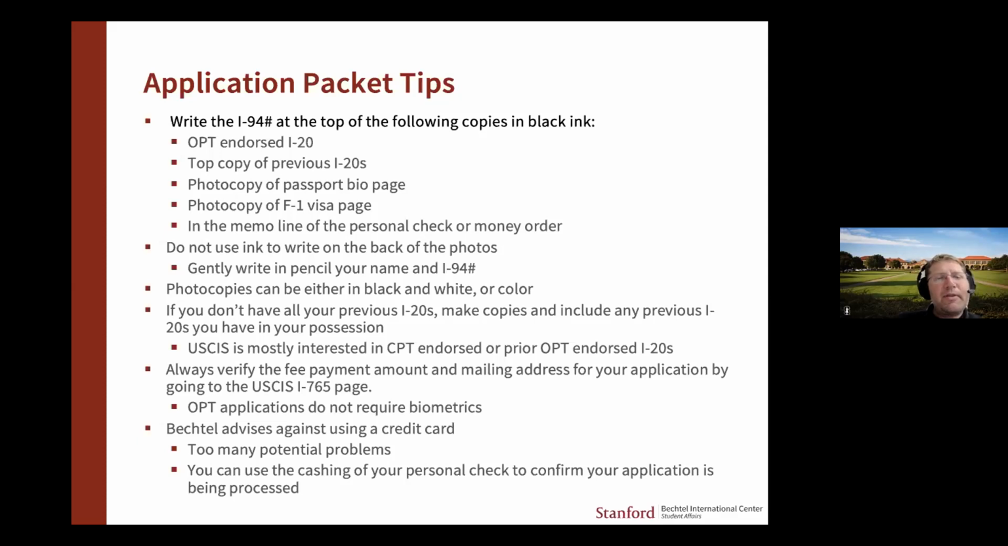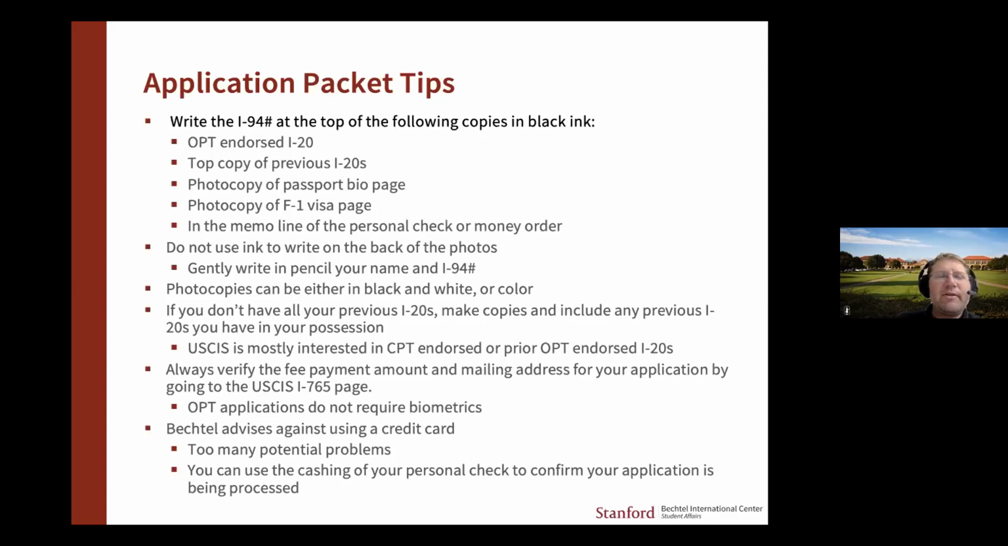You will also write the I-94 number on the back of your 2 passport size photos, but you don't want to do that in ink. You want to do that gently in pencil so it doesn't bleed through to the front of the photo. So on the back of your 2 passport size photos in pencil, you're going to write your name and your I-94 number. All the photocopies you make can be either in black and white or color. It doesn't matter to USCIS.